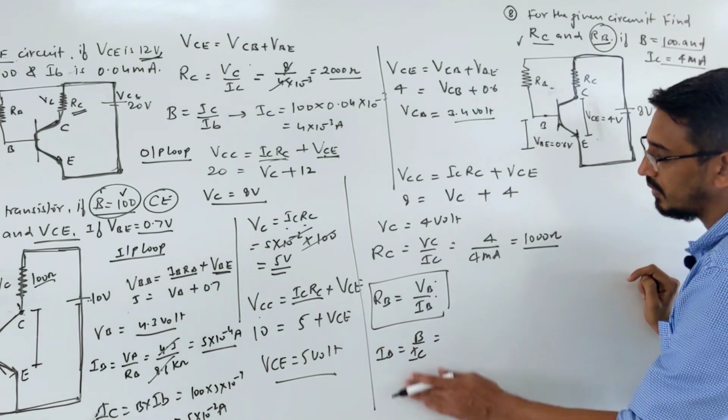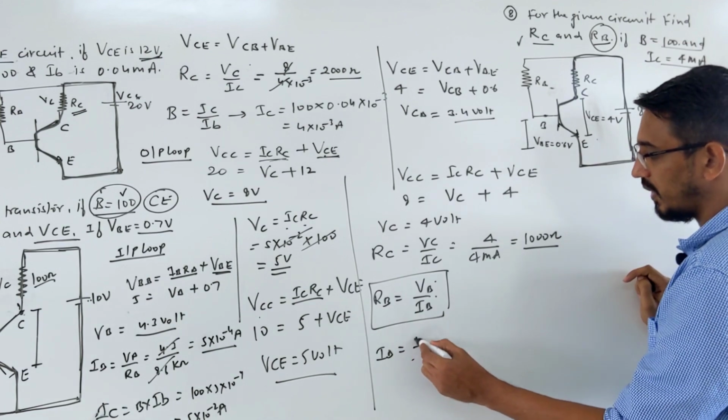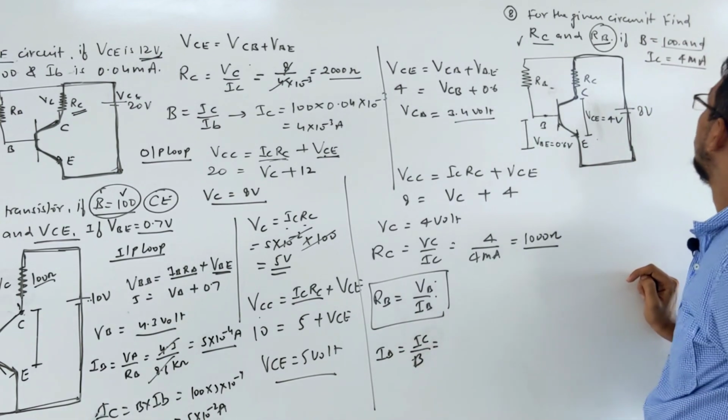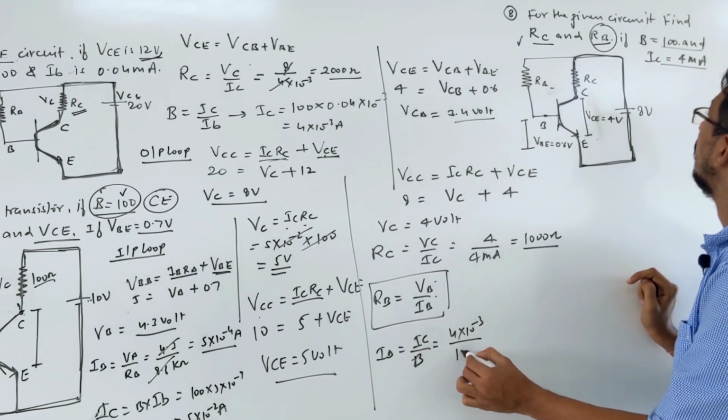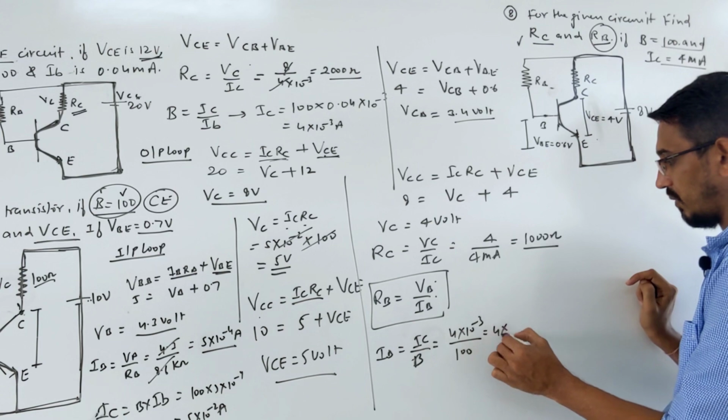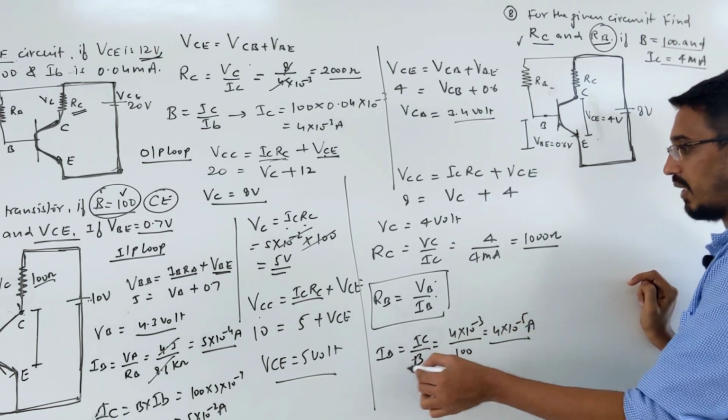I wrote wrong. It should be IC by beta. IC is how much given? 4 milliampere, 4 into 10 power minus 3, beta is given as 100, so this becomes 4 into 10 power minus 5 ampere. Okay, one thing is done, IB done.